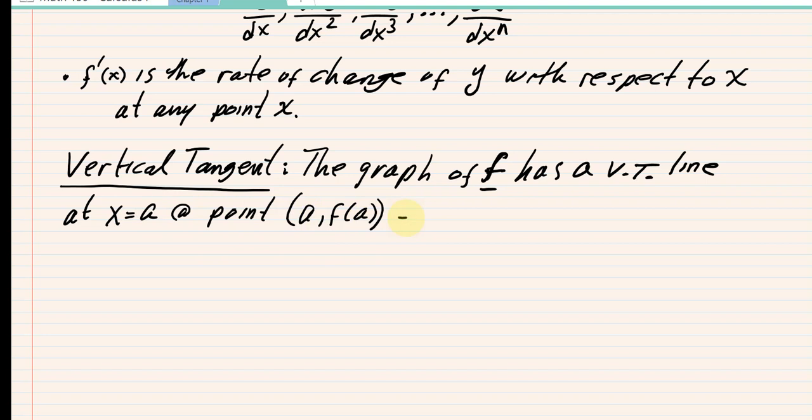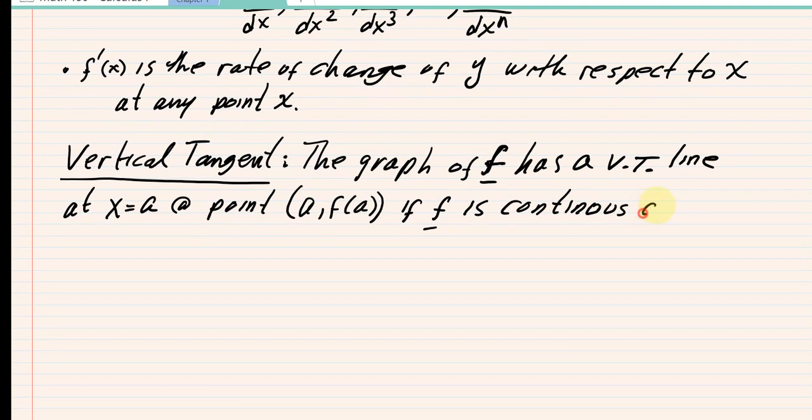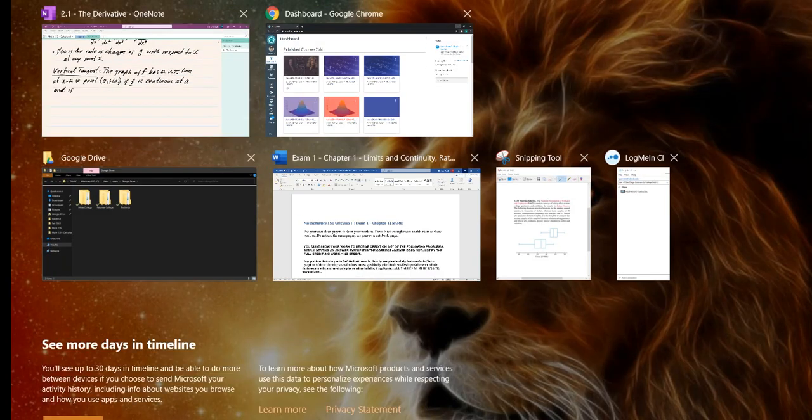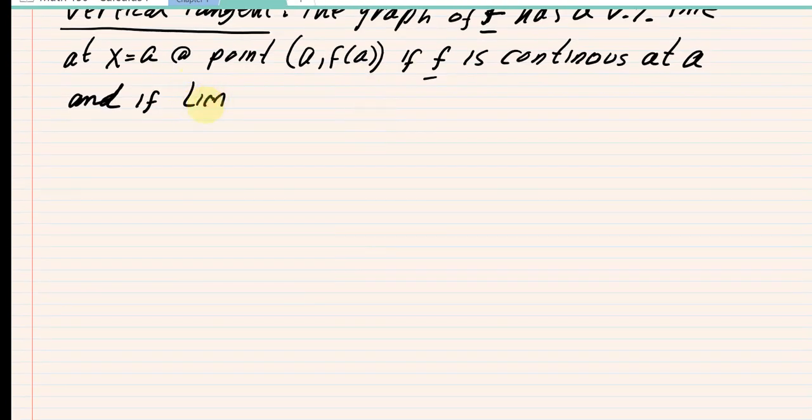Okay, if f is continuous at a, and if the limit of the absolute value of f prime of x is equal to infinity as x approaches a. Notice we're looking at the absolute value of the function.